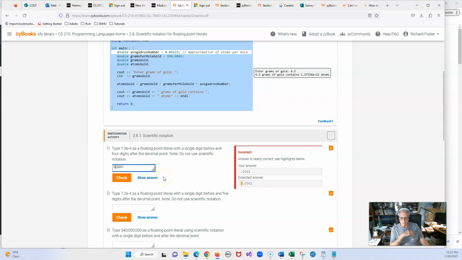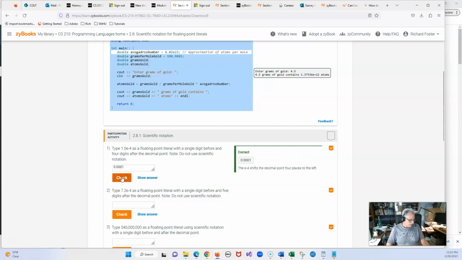So now we have 7.2 e to the 4 is a floating point with a single digit before and 5 digits after. So a very common thing to do is put in this and just 5 digits after. 1, 2, 3, 4. That's 5. So now we're going to get a whole bunch of question marks. And then I'm going to show you the easiest way to do this. So let's go and click on check, and it did not like that.